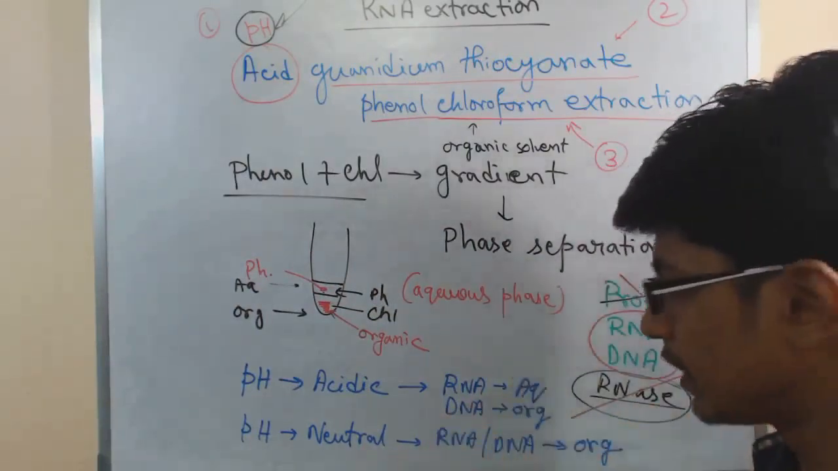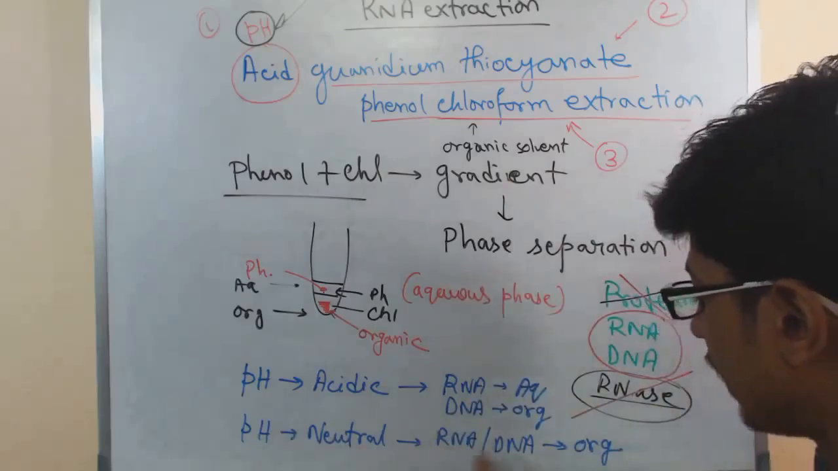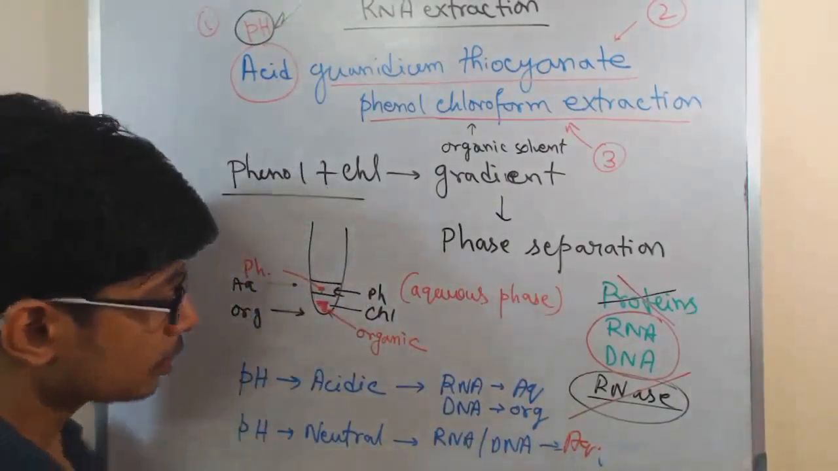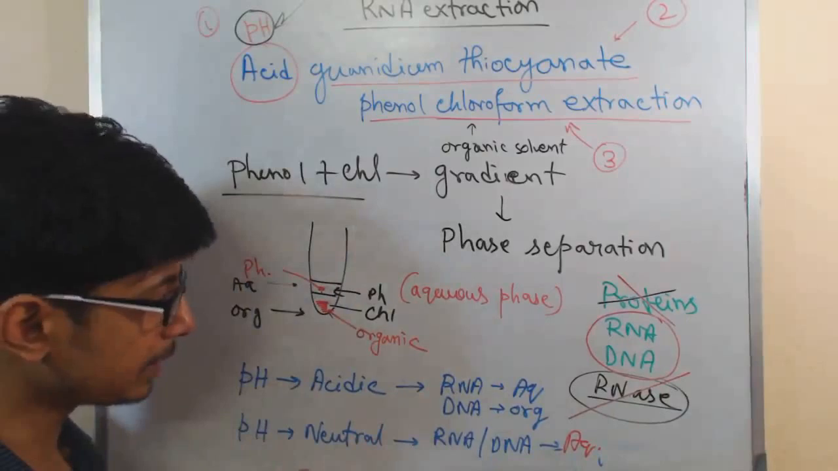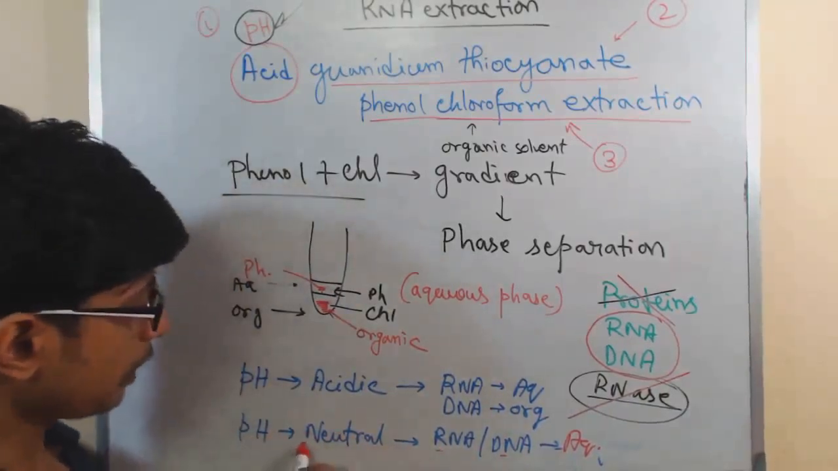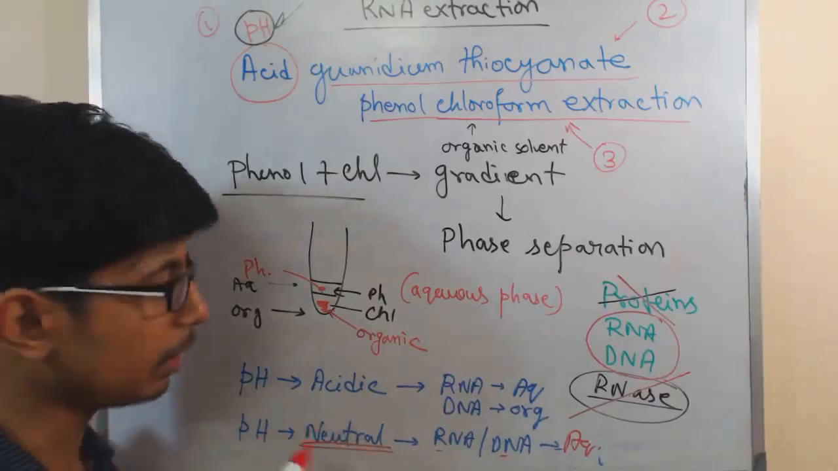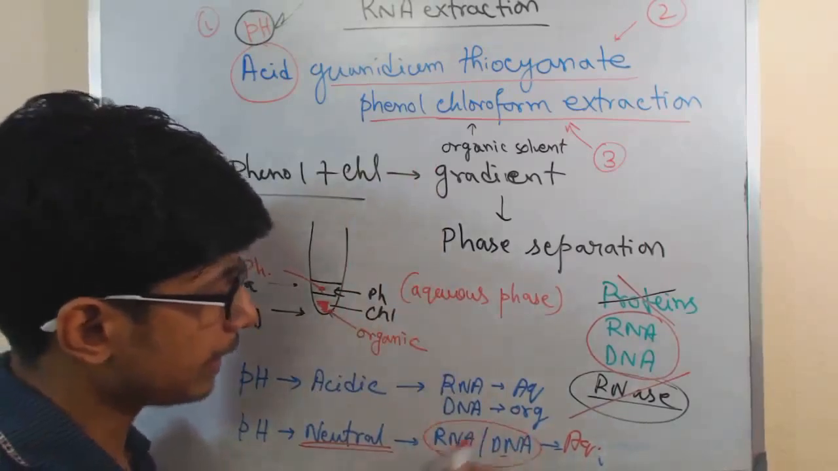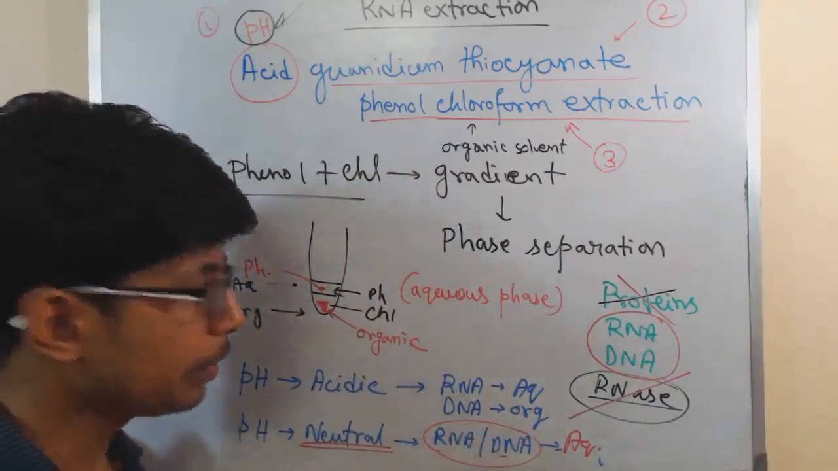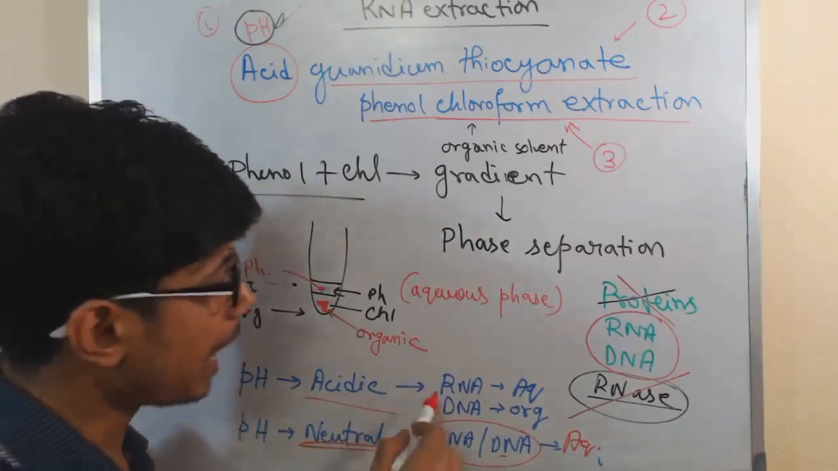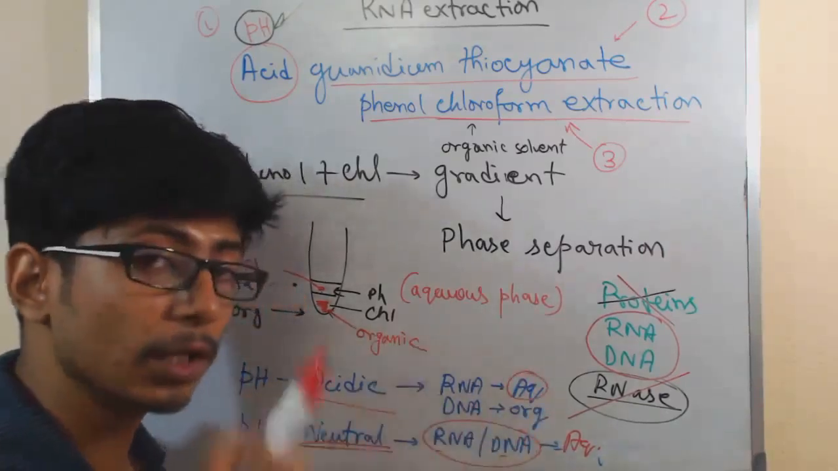One thing, I made a small mistake: I said that if the pH is neutral, RNA and DNA both are going to be in the organic phase. Actually, both are going to be in the aqueous phase. Sorry. So the concept remains the same: if we continue the experiment in the neutral pH and take out the aqueous phase, we get both RNA and DNA. But we don't want that. We want RNA only. So we use the acidic environment. In acidic environment, RNA only will be in the aqueous phase, DNA will be in the organic phase.